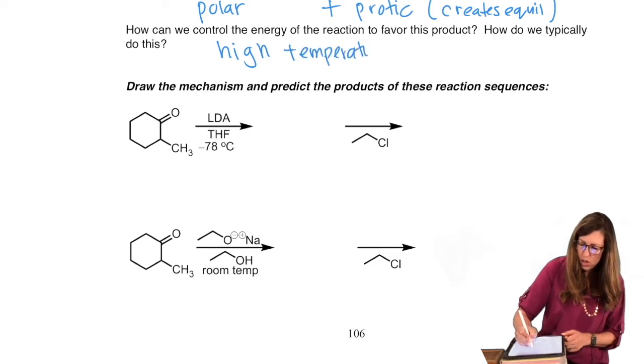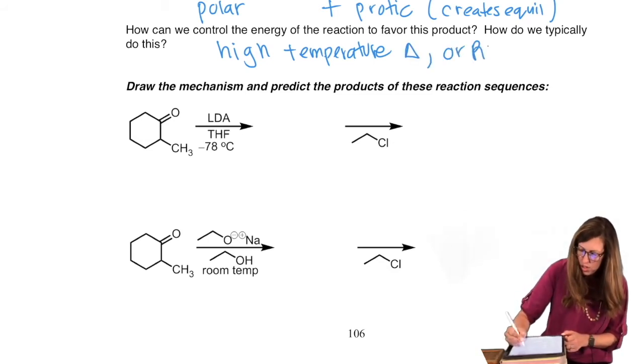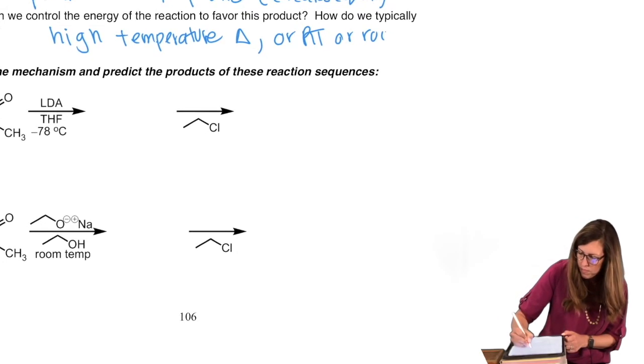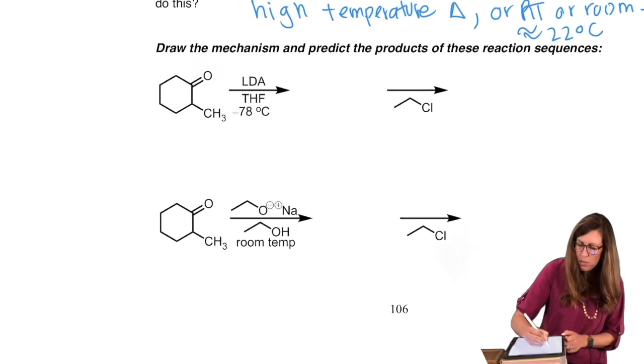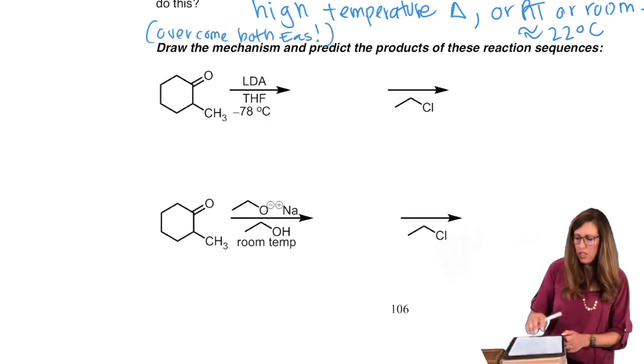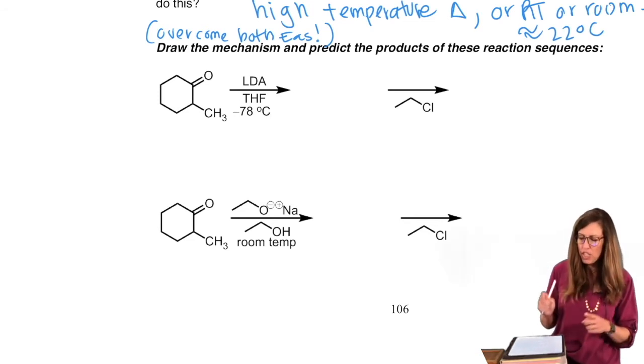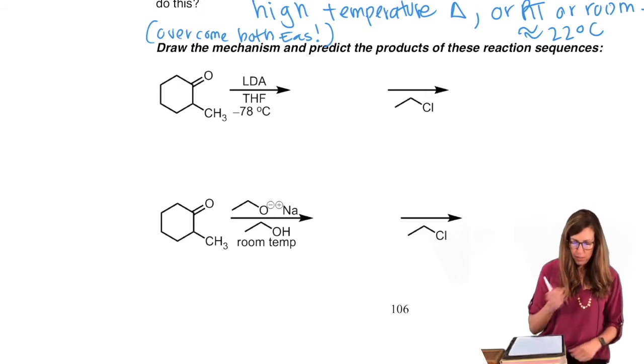That means we need to overcome both activation energies. So it might say delta or RT or room temp, which is around 22 degrees Celsius. You have to overcome both activation energies. Okay, hope that makes sense. Let's put that in action and see what that looks like over the arrows.